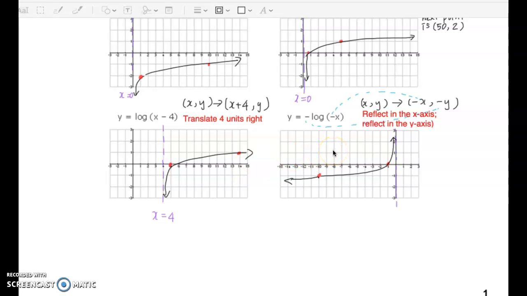The last graph here is the graph of y equals negative log of negative x. So we have a double reflection. The first negative is a reflection over the x-axis, a vertical reflection. And then the second negative sign is the reflection in the y-axis, a horizontal reflection. So from (1, 0), we come to (-1, 0). From (10, 1), first we reflect vertically, so (10, 1) becomes (10, -1), and then reflect that horizontally. We're now at (-10, -1).